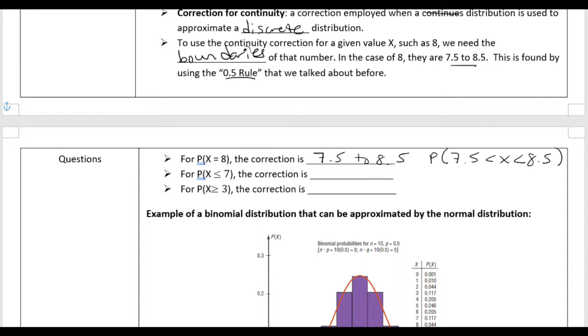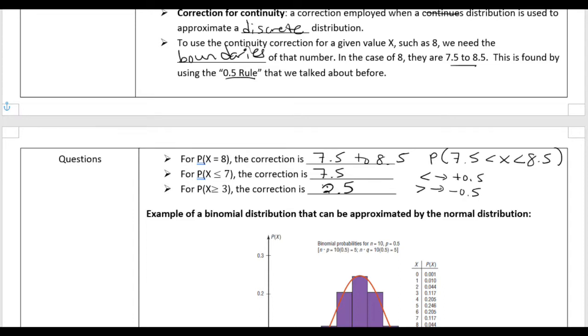Now for x less than or equal to 7. If you wanted to do less than, then the rule is that you're going to add 0.5 to the 7, so it's going to be 7.5. So if it's less than, you're going to add 0.5 to the number. If it's greater than or equal to, then you're going to take away 0.5. So for x greater than or equal to 3, that means you're going to take away 0.5, so it's going to be 2.5.